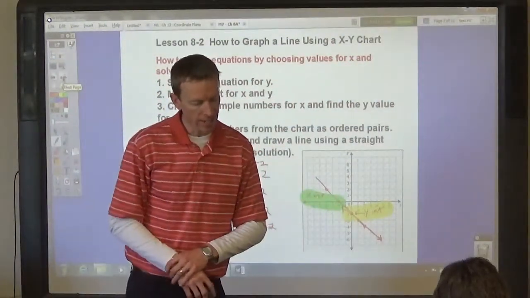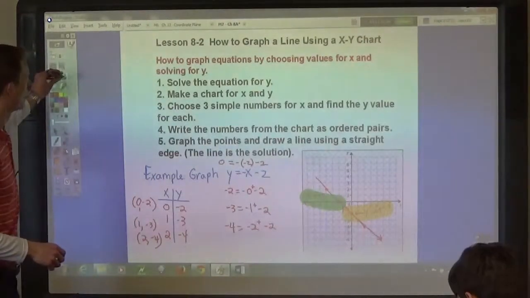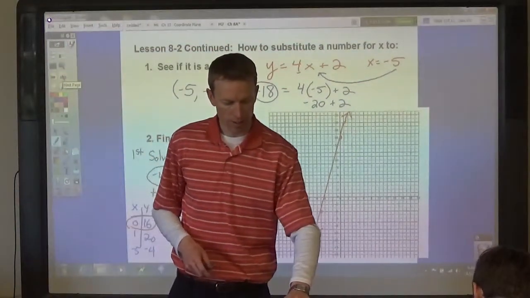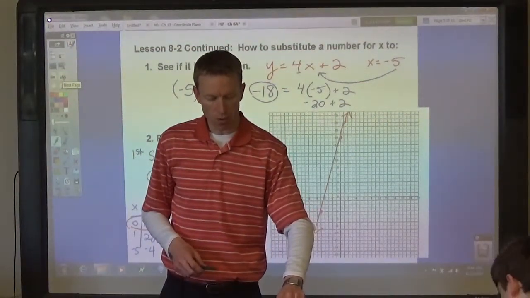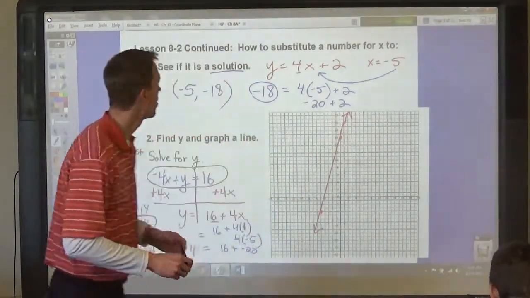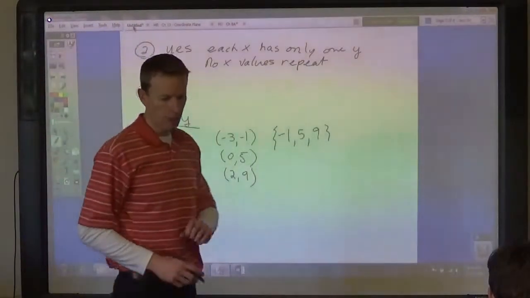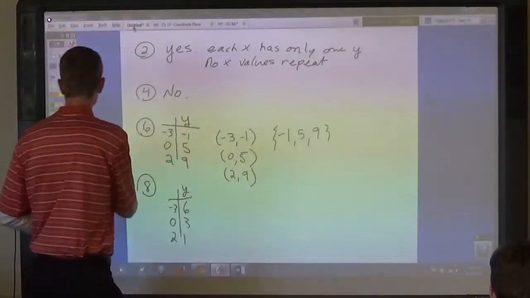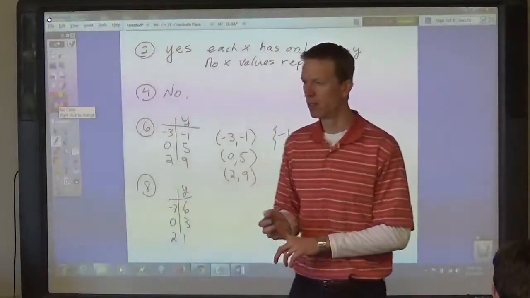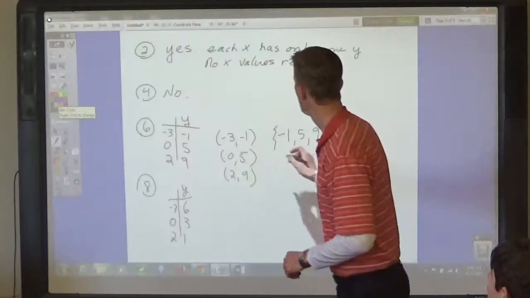Now, the next section, 8-2. That one is putting points in to find a solution. It says find the solution of each equation for x equals -3, 0, and 2. And then it gives you some equations, right? So, here's what you would want to do with number 6, for example. First of all, write the equation. What is the equation for number 6? Y equals 2x plus 5.